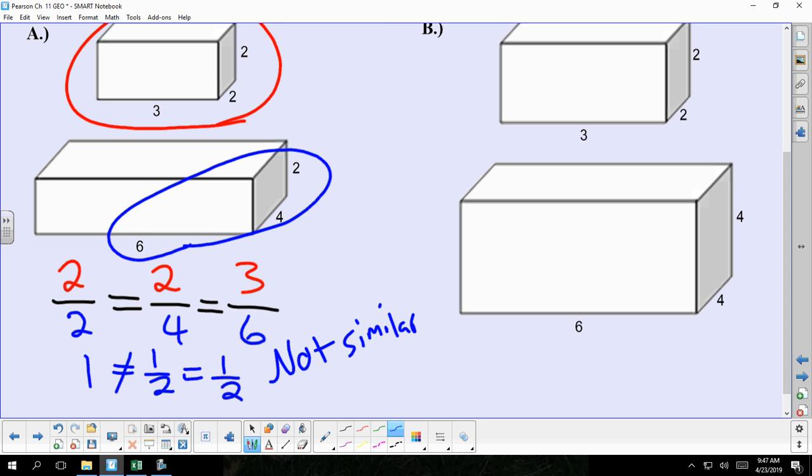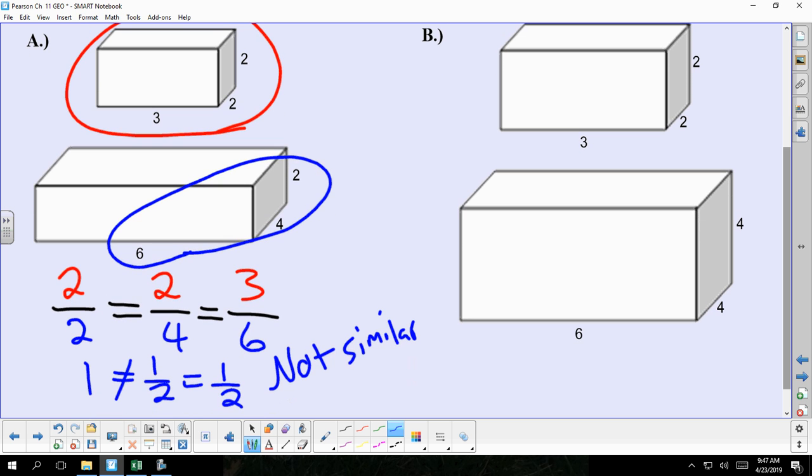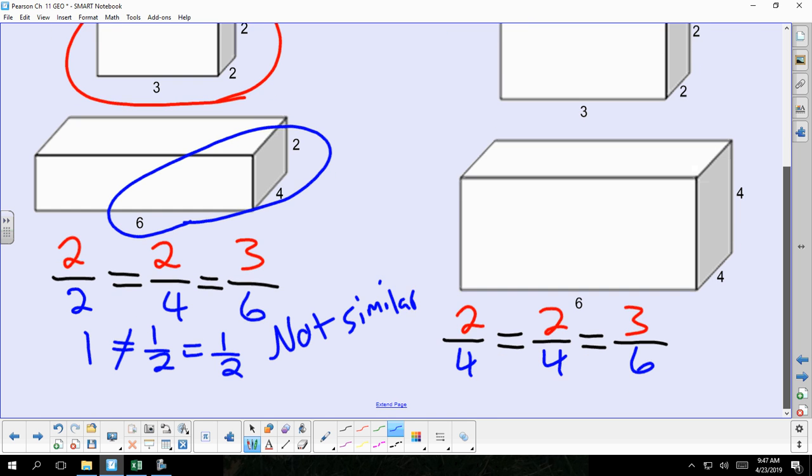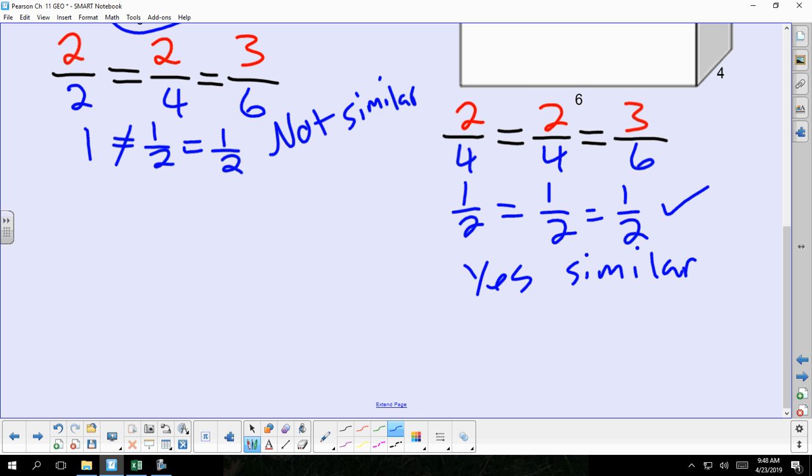So let's set up this next one and see if these guys are similar. So now we have, in the same way, our small guy on the top, 2, 2, and 3. And then on the bottom, 4, 4, and 6. And if I reduce these, I get 1 over 2 equals 1 over 2 equals 1 over 2. Check. That's a true statement. So, yes, they are similar. Questions on that one?